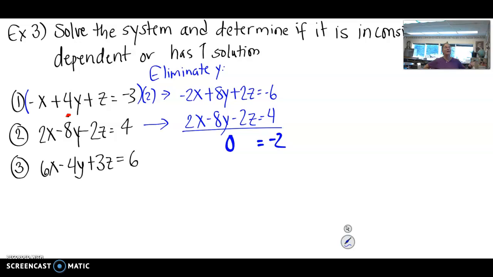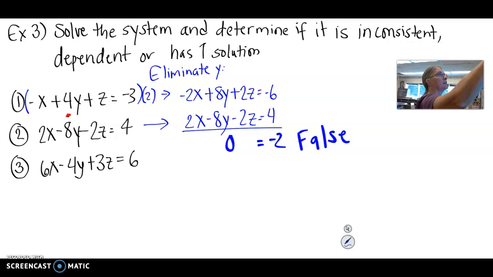Okay, so when I multiplied equation 1 by 2 and then added it to equation 2, all of my variables dropped out, and I get a false statement. So going back to the first video, what does that mean? That means that we have an inconsistent system.